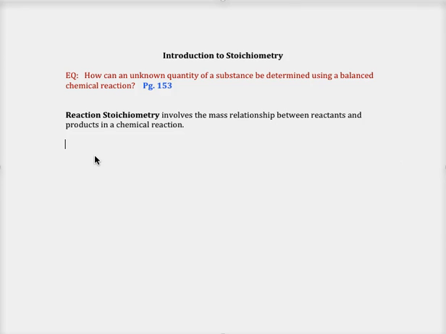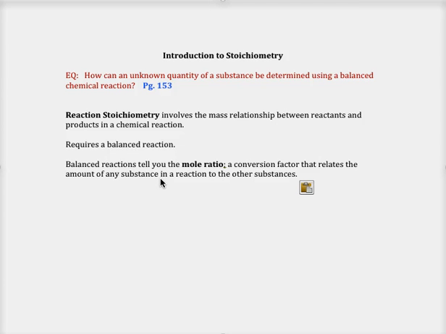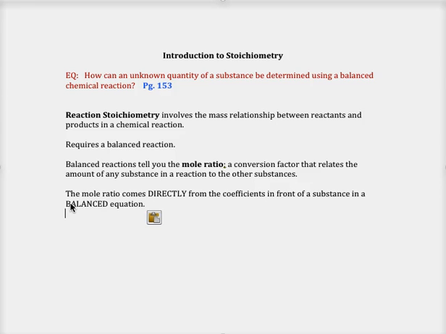The thing is, it requires a balanced chemical reaction because once the coefficients of a balanced chemical reaction are balanced, that tells you something about the ratio of each substance. So a balanced reaction tells you the mole ratio, which is a conversion factor that relates the amount of really any substance in a reaction to the other substances. It says that how many of each type of reactant will yield how many of each type of product. So I'm going to give you an example, but the last thing that I want you to write down before that is that a mole ratio comes directly from those coefficients in front of a substance in the balanced equation.